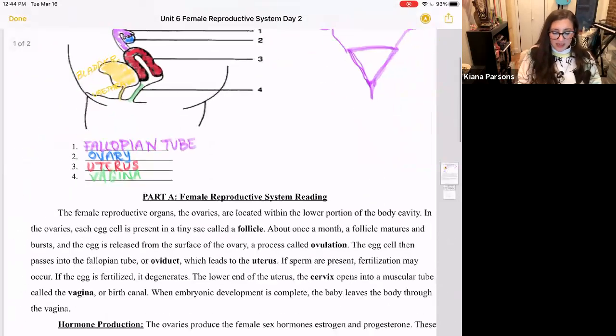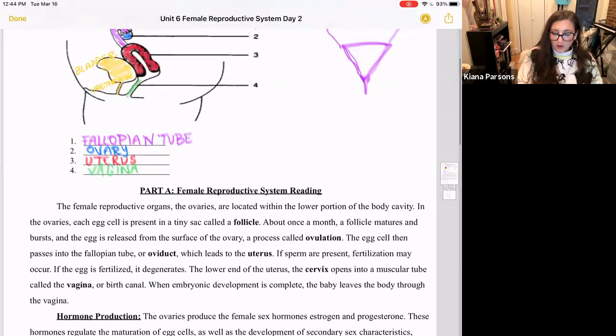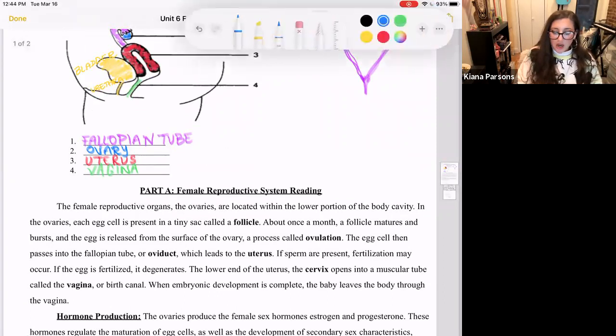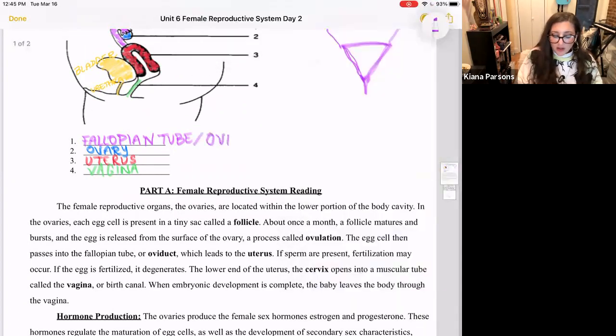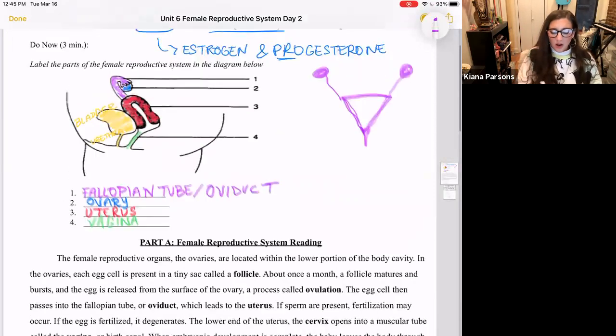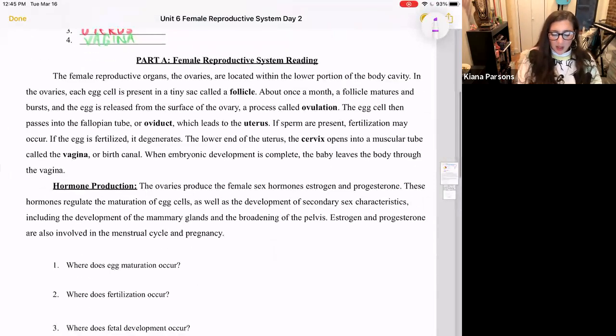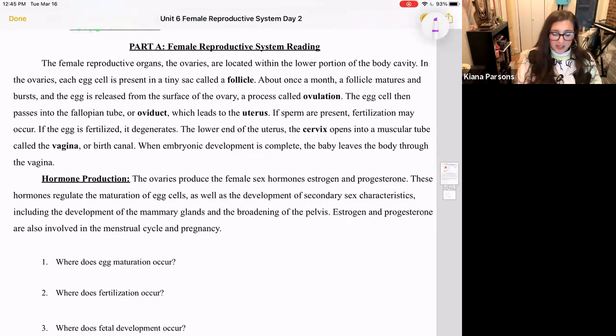But let's go ahead and do a little reading. Oh, and also, because it's about to come up in this passage, another word for fallopian tube is oviduct. It's the duct where the ova, where the eggs, are transported. All right. The female reproductive organs, the ovaries, are located within the lower portion of the body cavity. In the ovaries, each cell is present in a tiny sac called a follicle. About once a month, a follicle matures and bursts, and the egg is released from the surface of the ovary in a process called ovulation.